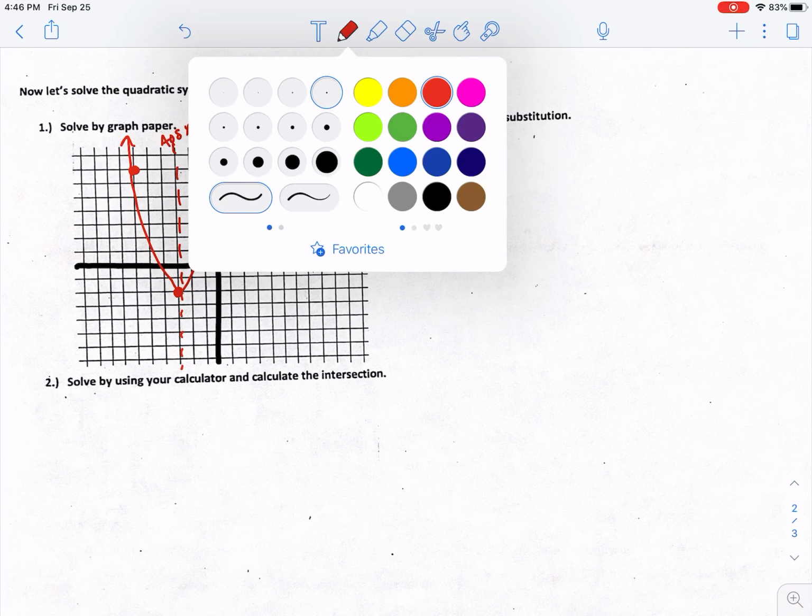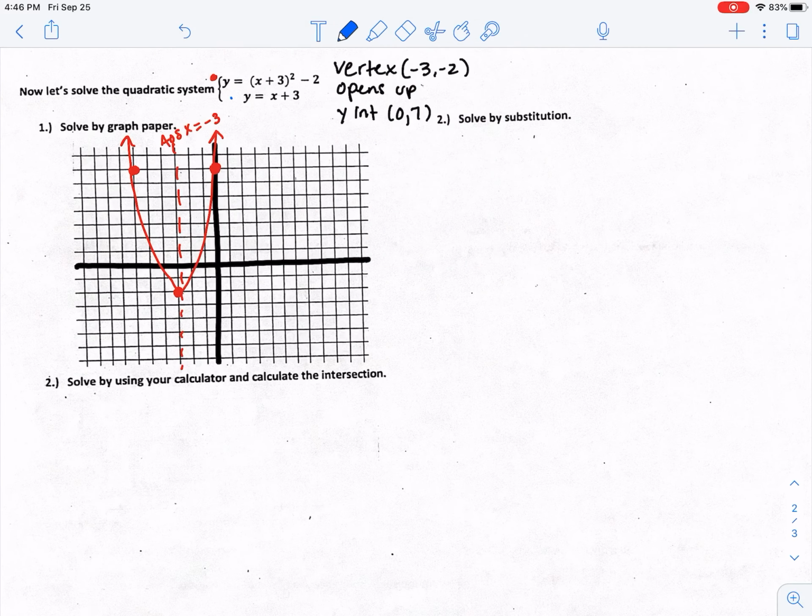Now let me grab a different color, and we will do the second equation. So y equals x plus 3. That's linear. Y-intercept, 3. From there, I have a slope of 1, up 1, right 1, which is the same as going down 1, left 1. And draw your line. It looks like we've got two solutions here.